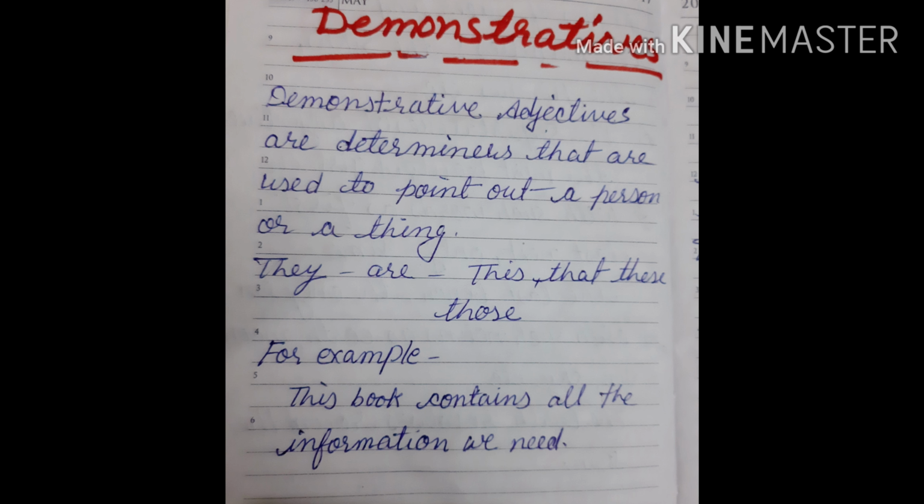This and that can be used before uncountables also. For example, this book contains all the information. And one more example is, this food is not fit to be eaten. In this sentence, food is uncountable.